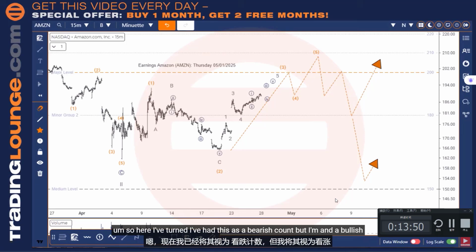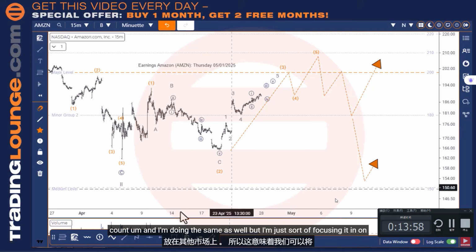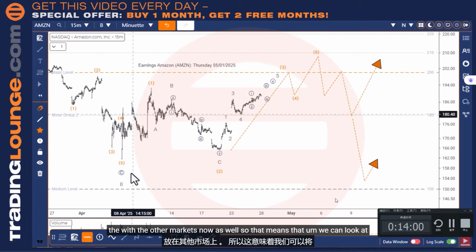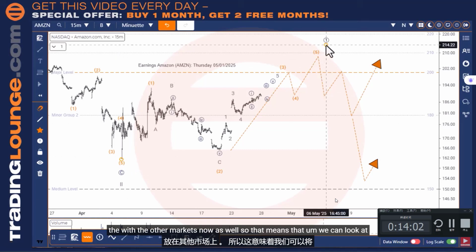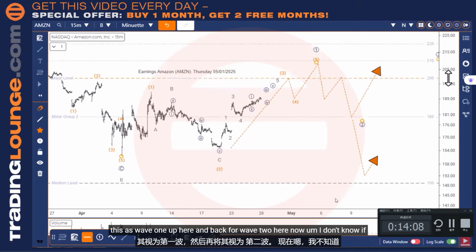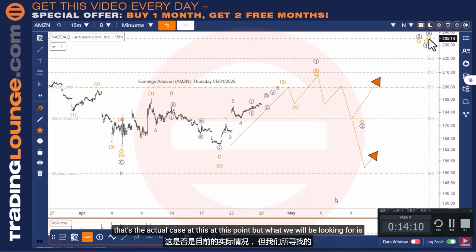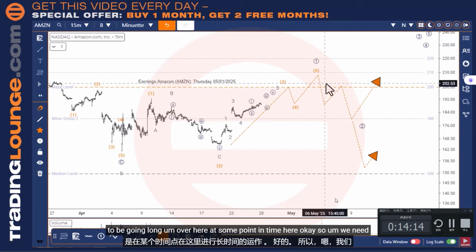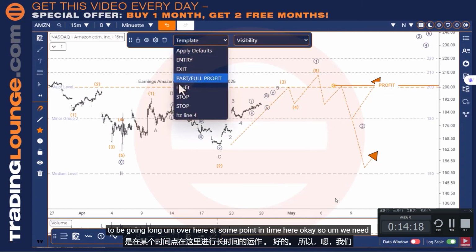So here I've had this as a bearish count, but I'm at a bullish count, and I'm doing the same as well, but I'm just sort of focusing it in with the other markets now as well. So that means we can look at this as wave 1 up here and back for wave 2 here. Now, I don't know if that's the actual case at this point, but what we will be looking for is to be going long over here at some point in time.